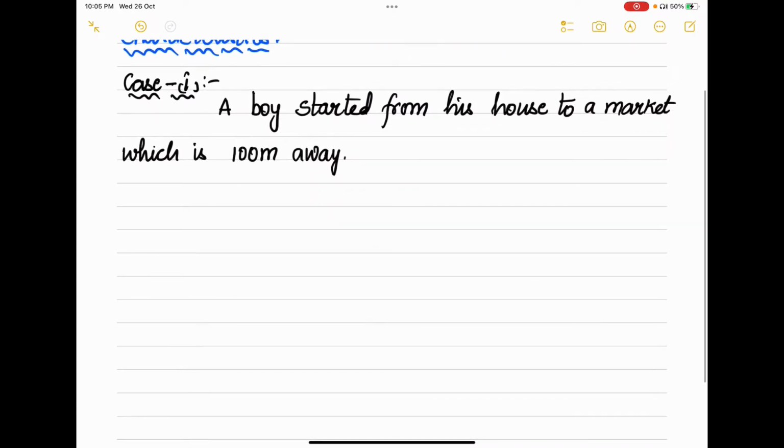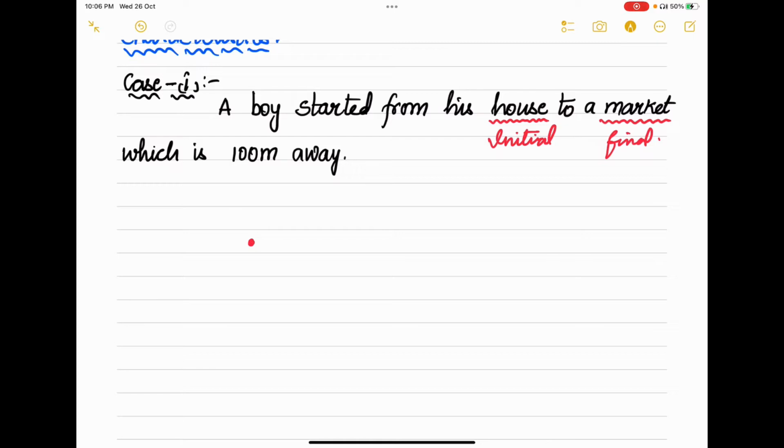Started from his house means the initial position of the boy is house, and to a market which is 100 meter away. After reaching the market, what happened we don't know, so just assume that the final position of the boy is market. So the initial point of the boy is house and the final point of the boy is market. Let us illustrate this with a small diagram.